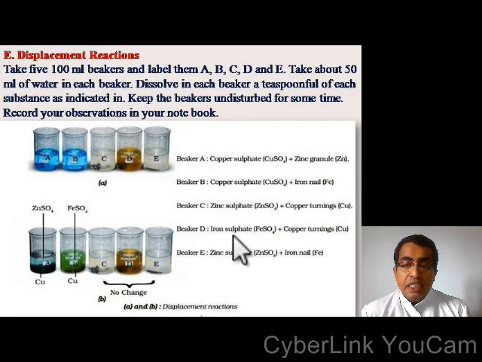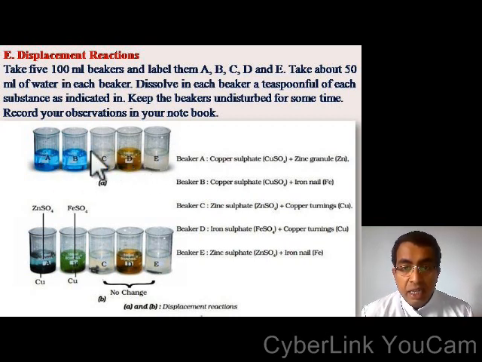Next one is displacement reaction. Take 500 ml beakers and label them A, B, C, D and E. Take about 50 ml of water in each beaker.